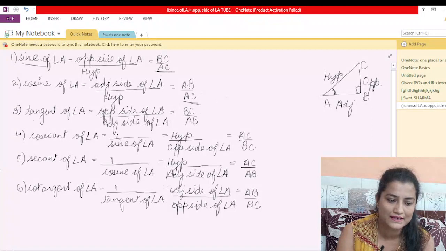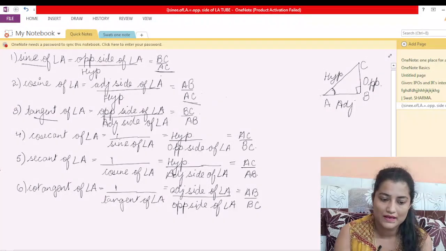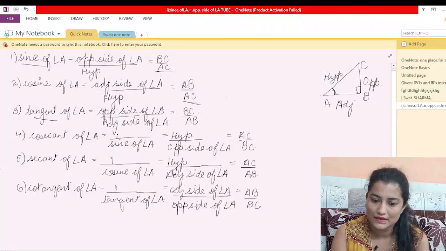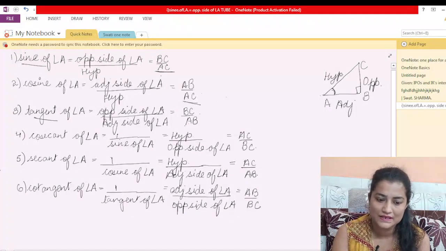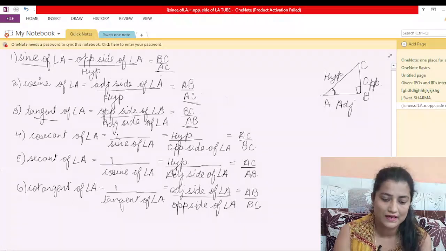Now third identity is tangent of angle A. Now tangent of angle A, as we can see in the figure, is opposite of angle A divided by adjacent side of angle A. Now in the figure, opposite of angle A is BC and adjacent side of angle A is AB. So tangent of angle A is BC upon AB.